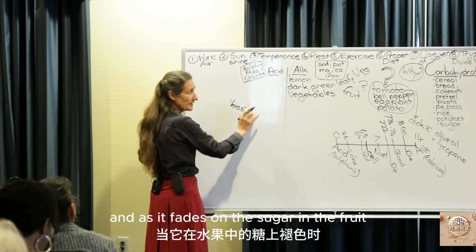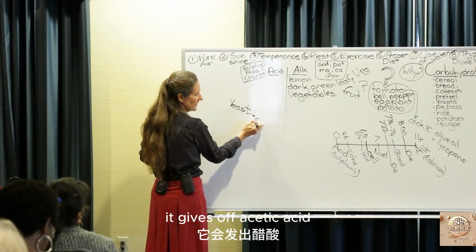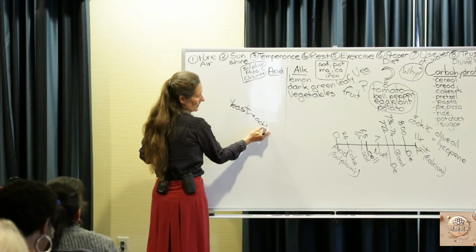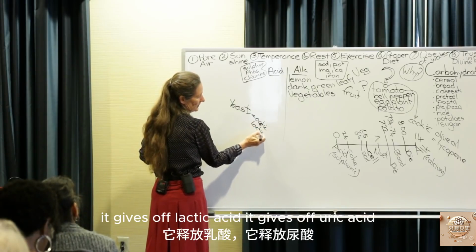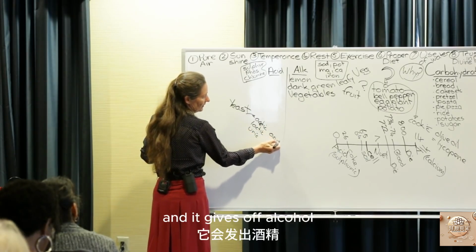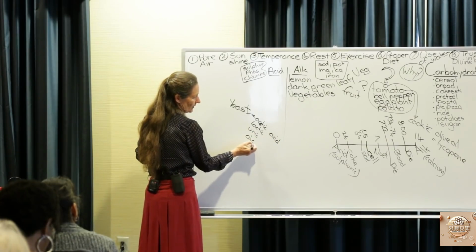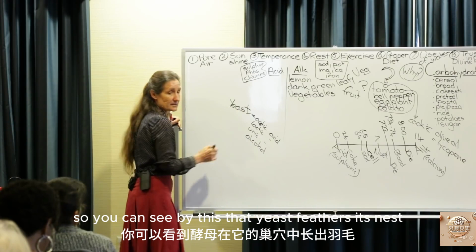And as it feeds on the sugar in the fruit, it gives off acetic acid. It gives off lactic acid. It gives off uric acid. And it gives off alcohol. So you can see by this that yeast feathers its nest.